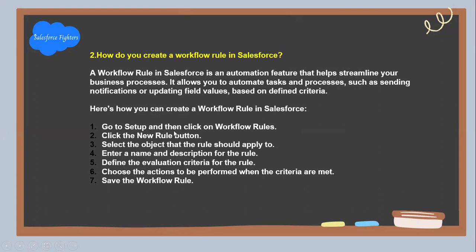Go to Setup and then click on Workflow Rules. Click on the New Rule button. Select the object that the rule should be applied to. Enter a name and description for the rule. Next, define the evaluation criteria for the rule. Next, choose the action to perform when the criteria are met. Next, save the workflow rule.